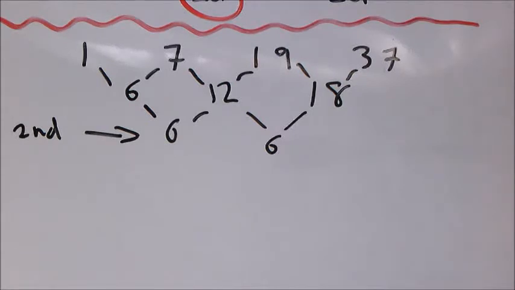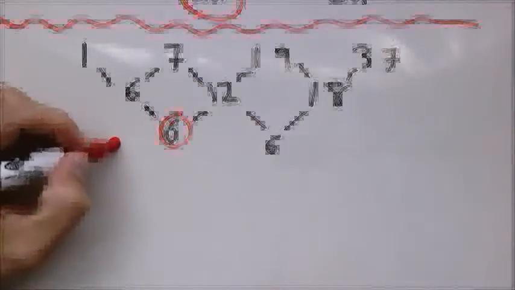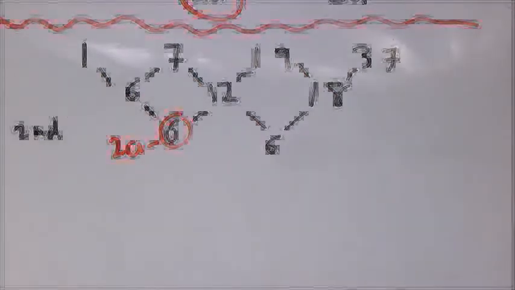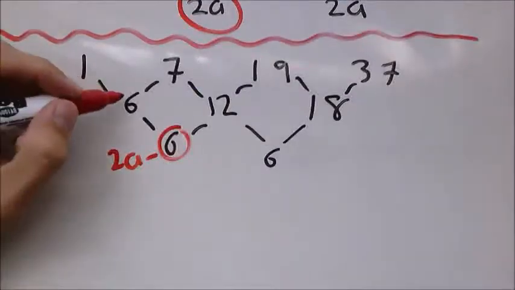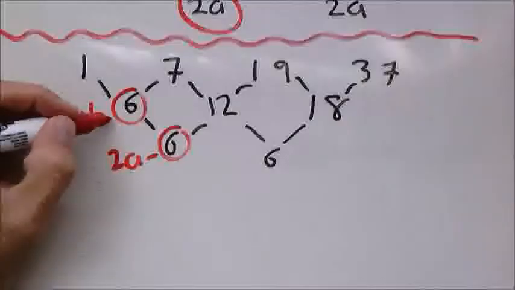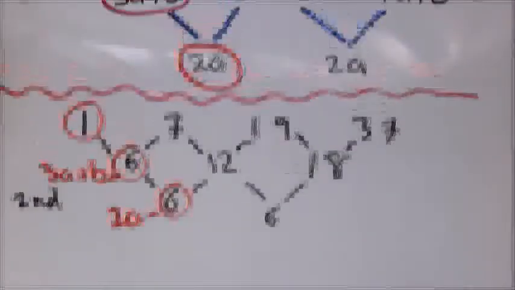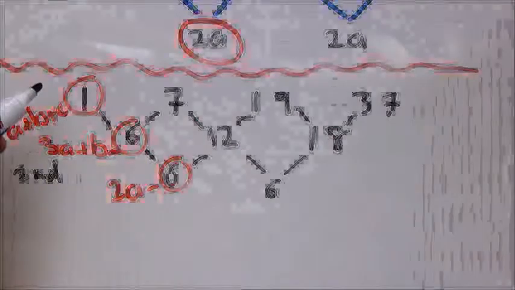And remember, all you need to know is that 2a is equal to 6. And I get this from here, 2a. 3a plus b is also equal to 6. And a plus b plus c is equal to 1. There's your 3 equations. And you start with the bottom and you work your way up.